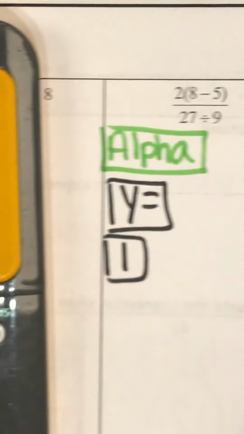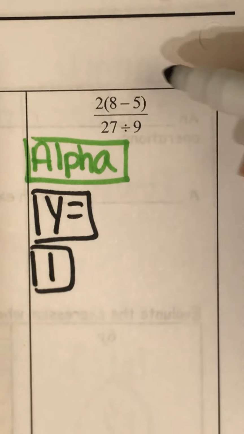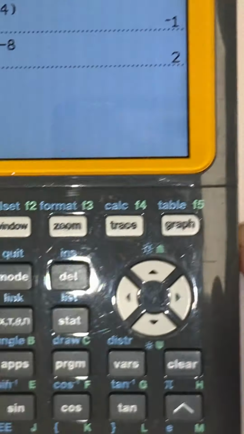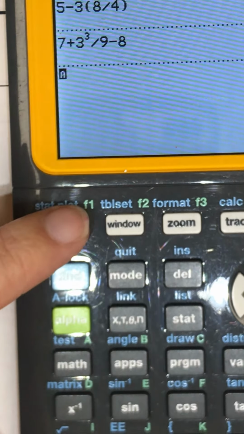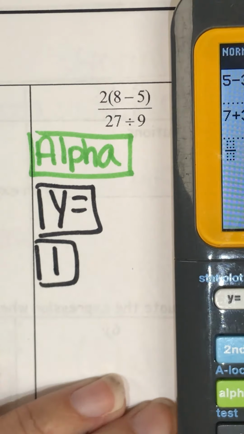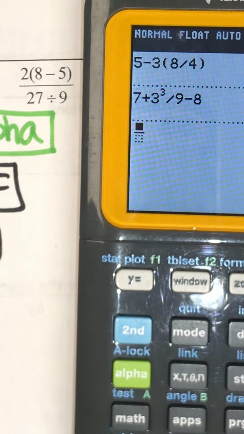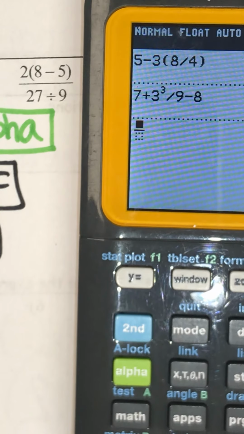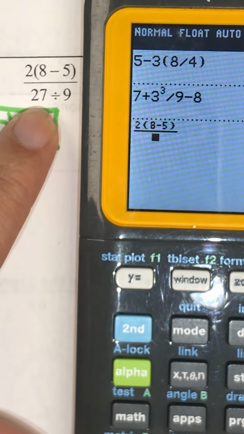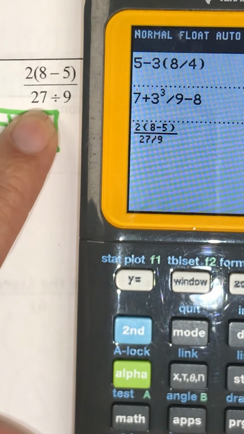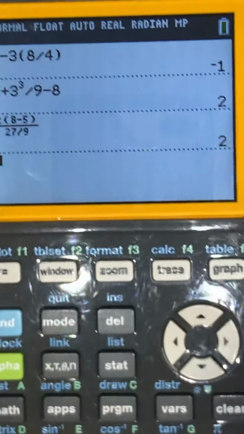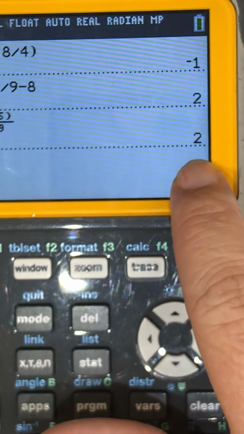Now you're going to have a whole little section on this type of problem. Remember, it's a fraction altogether. So to get to the fraction, I'm going to hit alpha y equals 1. Alpha y equals is up here in the top left-hand corner, and then I'm going to push the number 1. Now it looks like a fraction in my calculator. I'm going to type in everything I see in the numerator. That's the top part of the fraction. 2 parenthesis 8 minus 5, and I'll close my parenthesis. Then I'm going to arrow down, and then I'm going to type 27 divided by 9, and then I'm going to click enter. Notice that this section right here looks identical to what's on my worksheet here. Sorry for the shaking. And the answer on that one was 2.